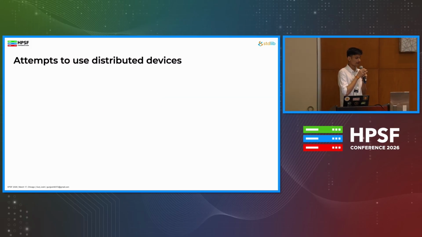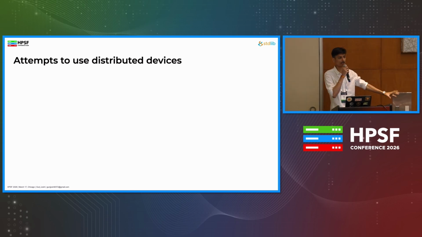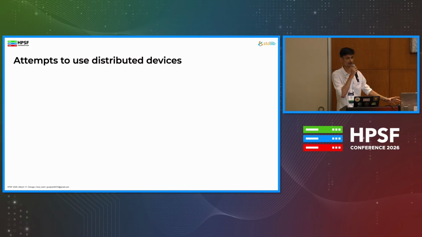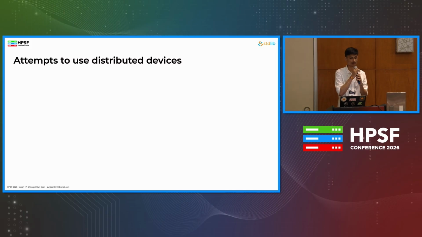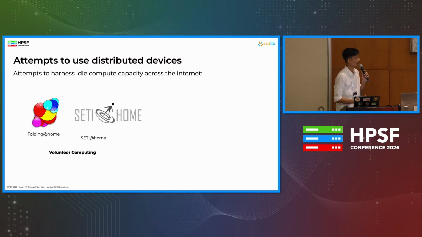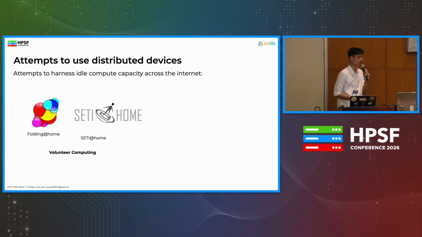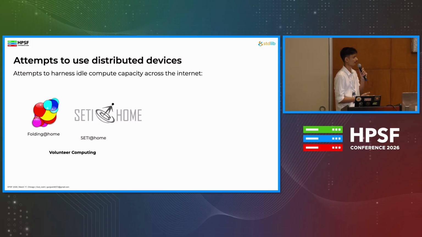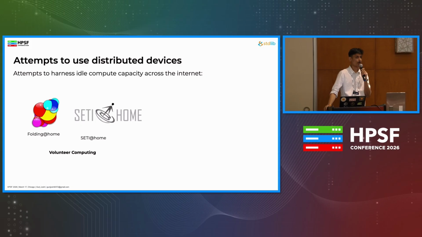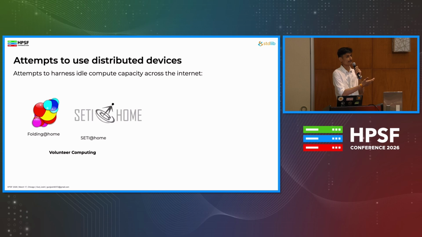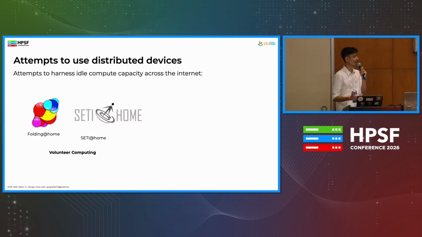But there have been attempts to make this centralized model more distributed so that we do not rely on one such computation center. The previous attempts to distribute the computation involve projects such as Folding at Home and City at Home. They were a type of volunteer computing project where, in order to run molecular simulations, people registered, and then these projects would use the idle capacity of other people's devices and perform computations on their idle devices.